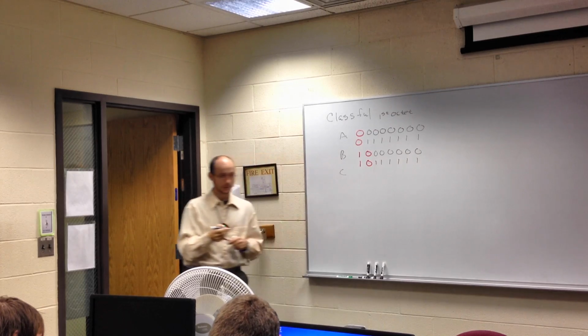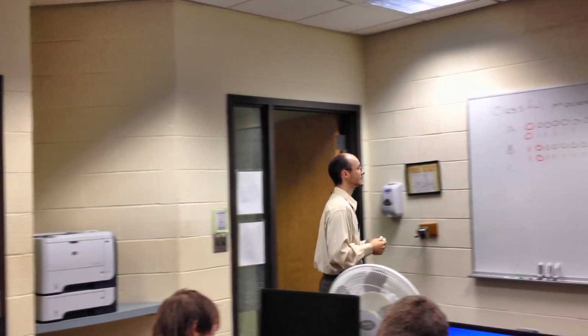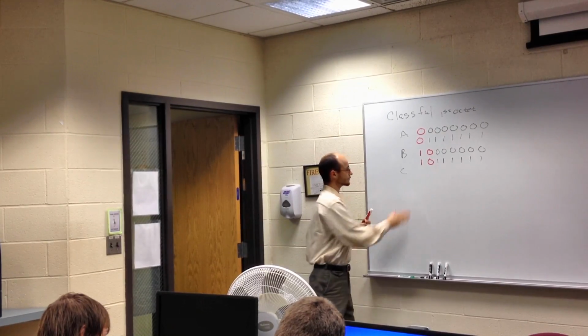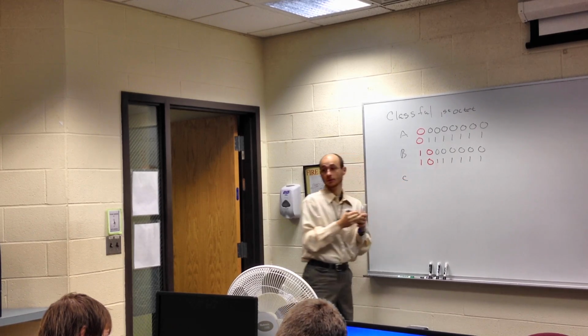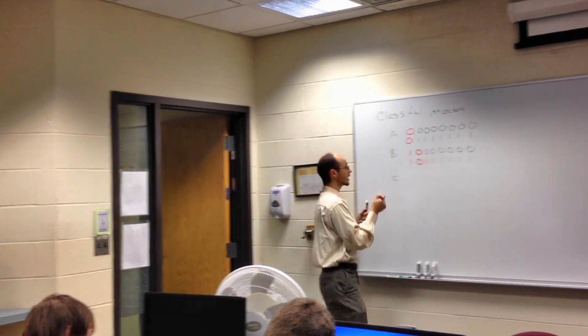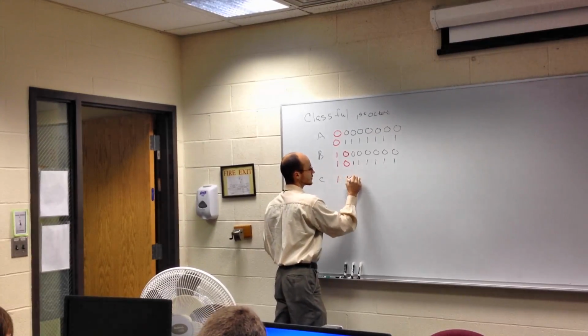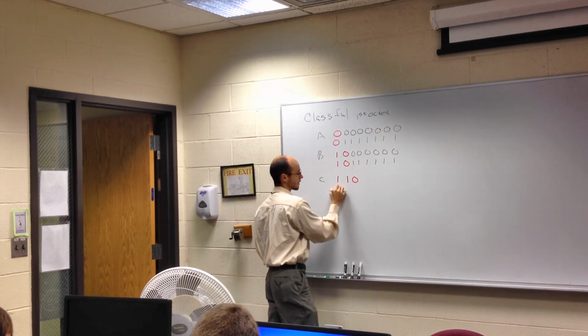All ones. The important thing is that buffer space, the red digits. Let's look at class C. What are we going to do with class C? 1, 1 followed by a 0. So we're going to have two red 1s followed by a 0.